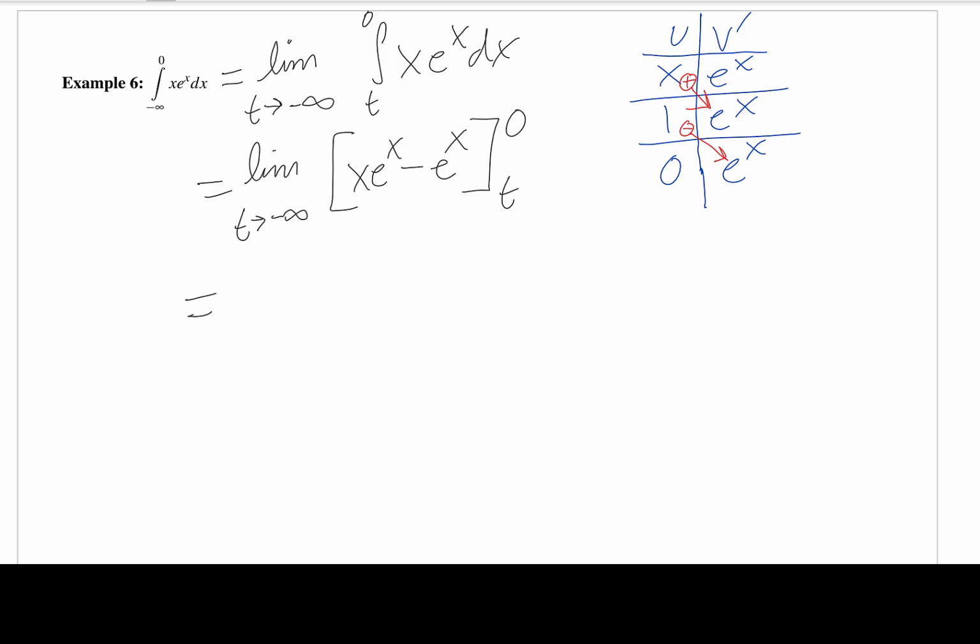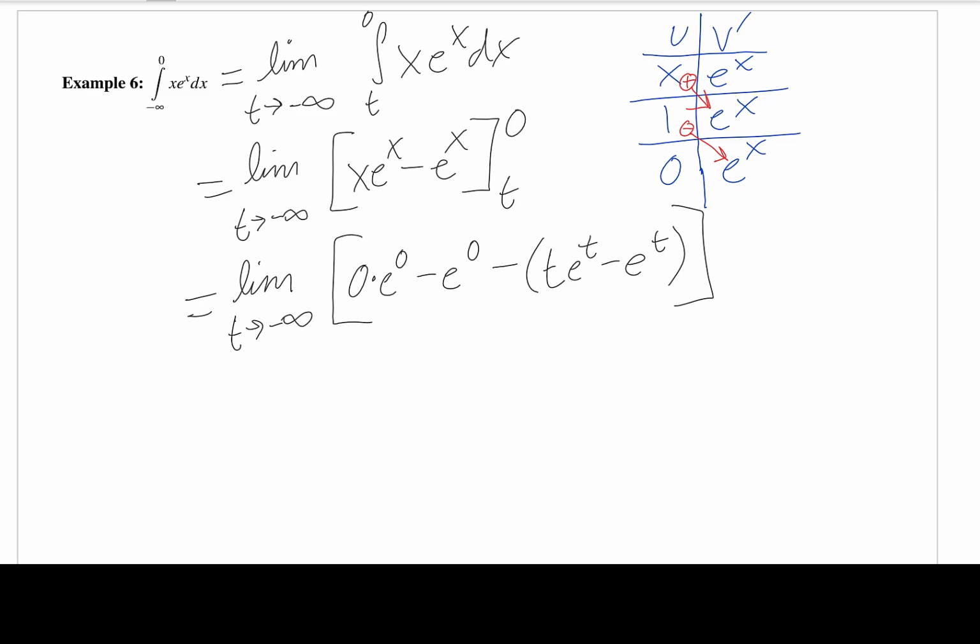So this is the limit as t goes to negative infinity. Plugging in 0, I'll get 0 times e to the 0 minus e to the 0, minus, now I'll plug in t. So this is t e to the t minus e to the t. Now I'm going to let t run off to negative infinity. So this becomes 0 minus 1 minus, we'll have negative infinity times e to the negative infinity minus e to the negative infinity.